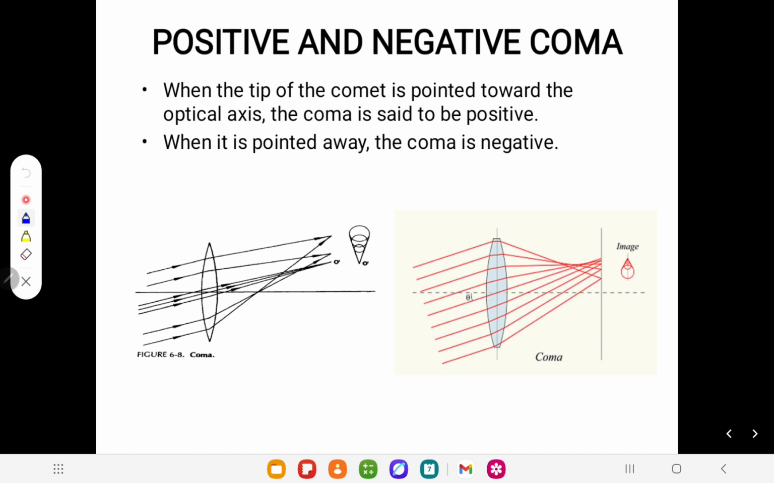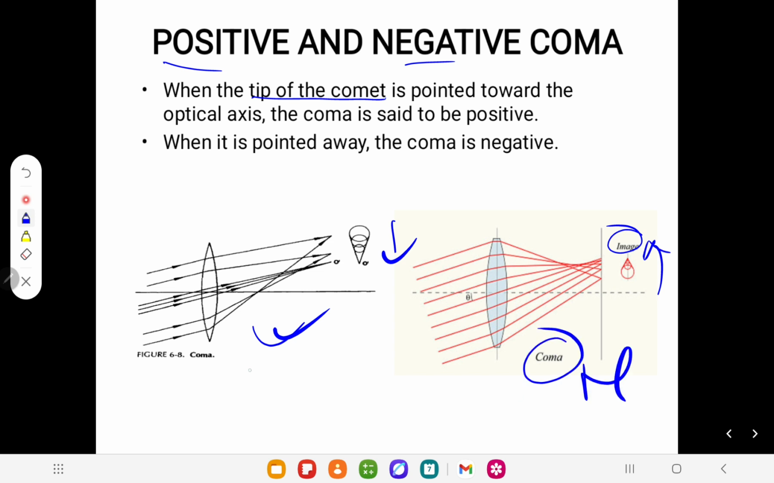Okay, so positive coma and negative coma: you know these terms, positive and negative, like positive spherical aberration and negative spherical aberration. So in coma, when the tip of the comet is pointed towards the optical axis, as in this figure, it's positive coma. If it is pointed away from the optical axis, it's negative coma. This is negative coma and this is positive coma.